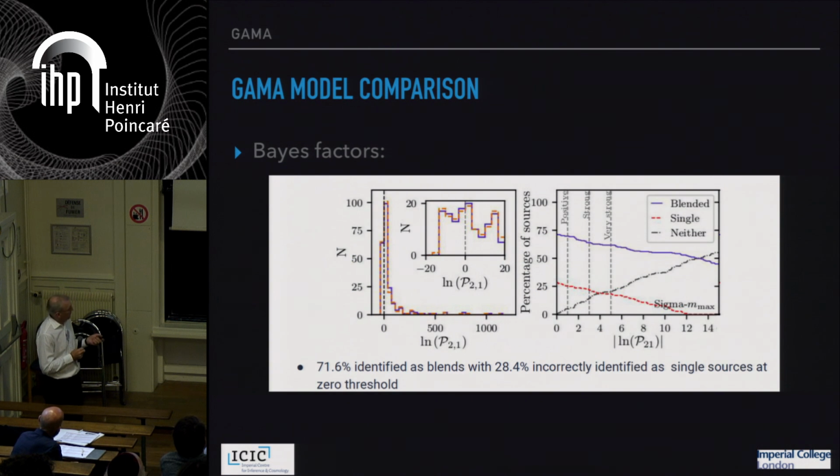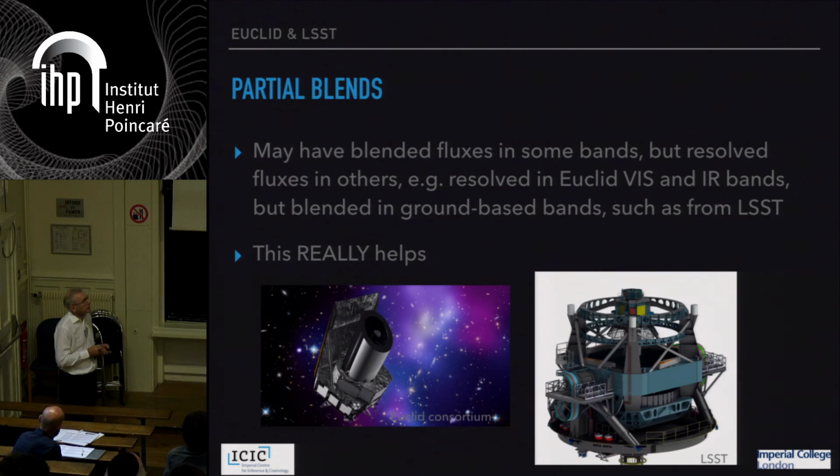So here's a similar diagram showing the number of sources that are identified. In order to remove, so these are all double sources, spectroscopically determined, you have to put the threshold in the Bayes factor really quite high before you remove all of the ones that it thinks of as being single.